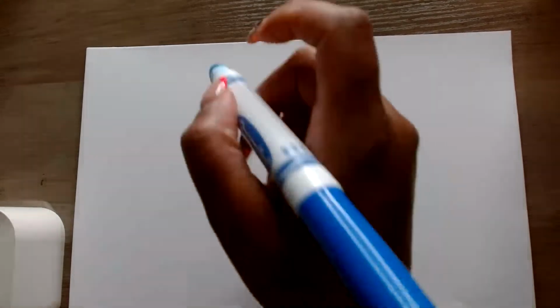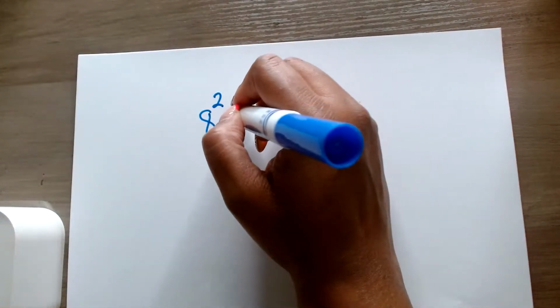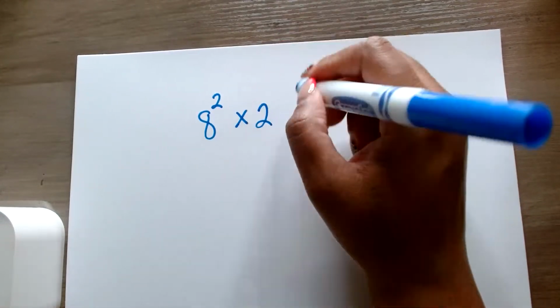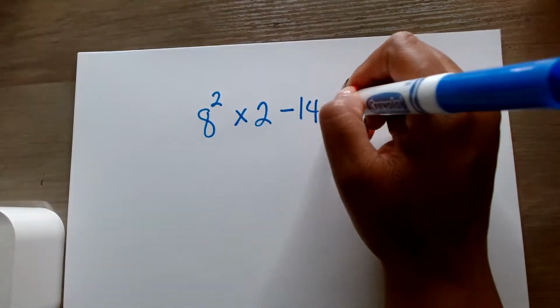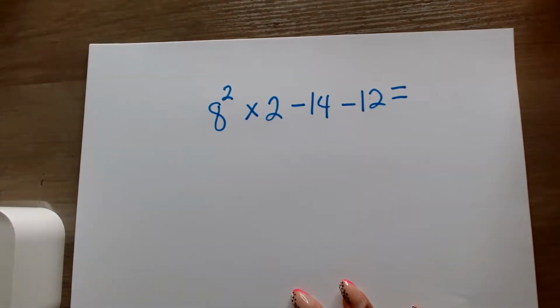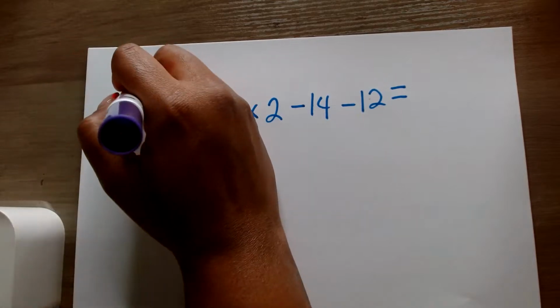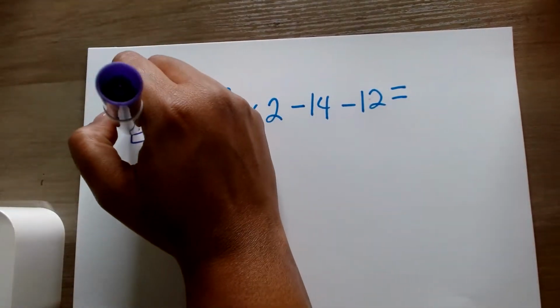Okay, let's do this one. 8 squared times 2 minus 14 minus 12 equals. So I always like to write my strategy. I'm a big strategy kind of person. Whenever there is one, I will use it. So we're going to write our GEMDAS.